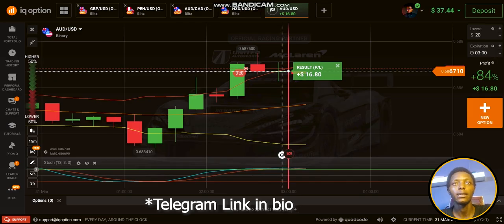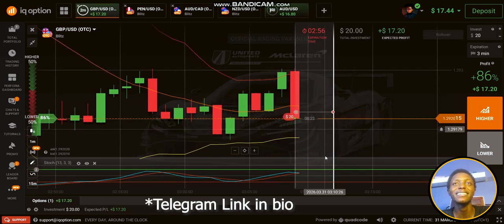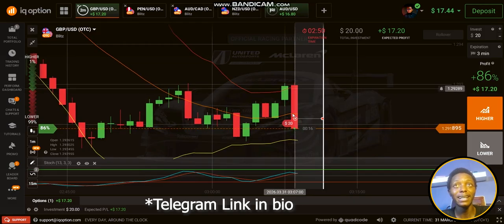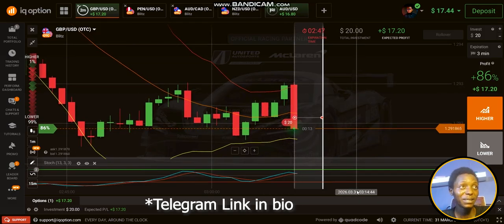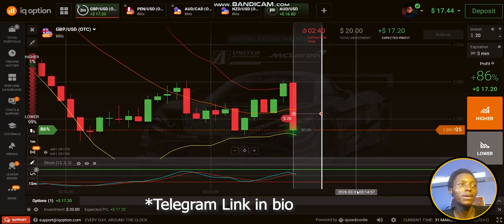Okay, so here's another good moment on GBP USD. I'm going to go ahead and change the time frame. This time I have to be very careful. 3-minute sell. So as you can see, I've entered. I have sold GBP USD for 3 minutes, and this time around I was very careful and did not make any mistake.